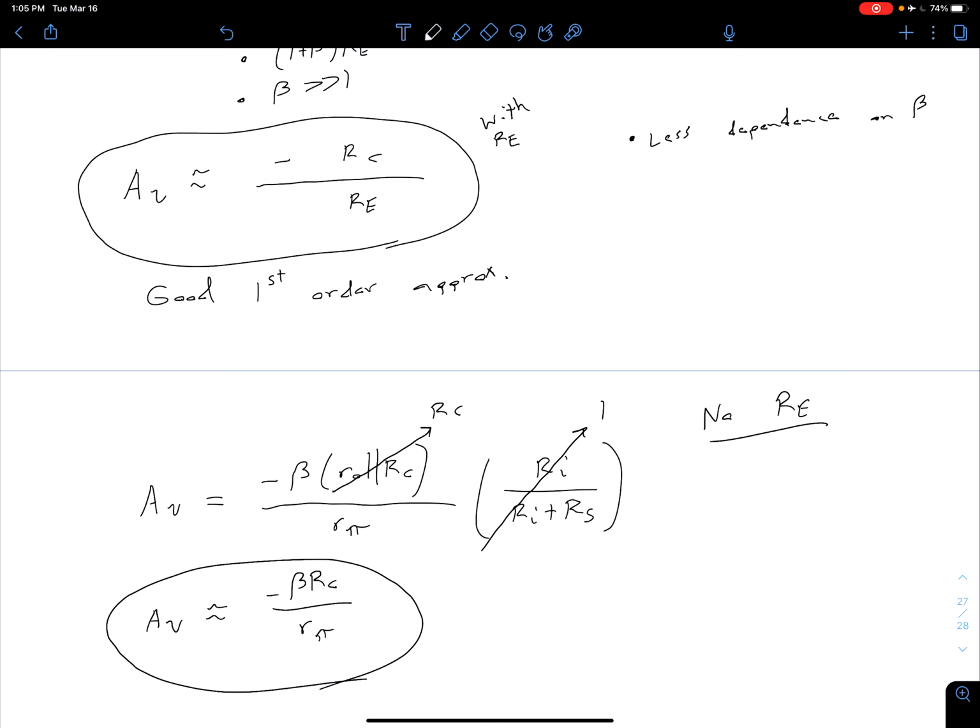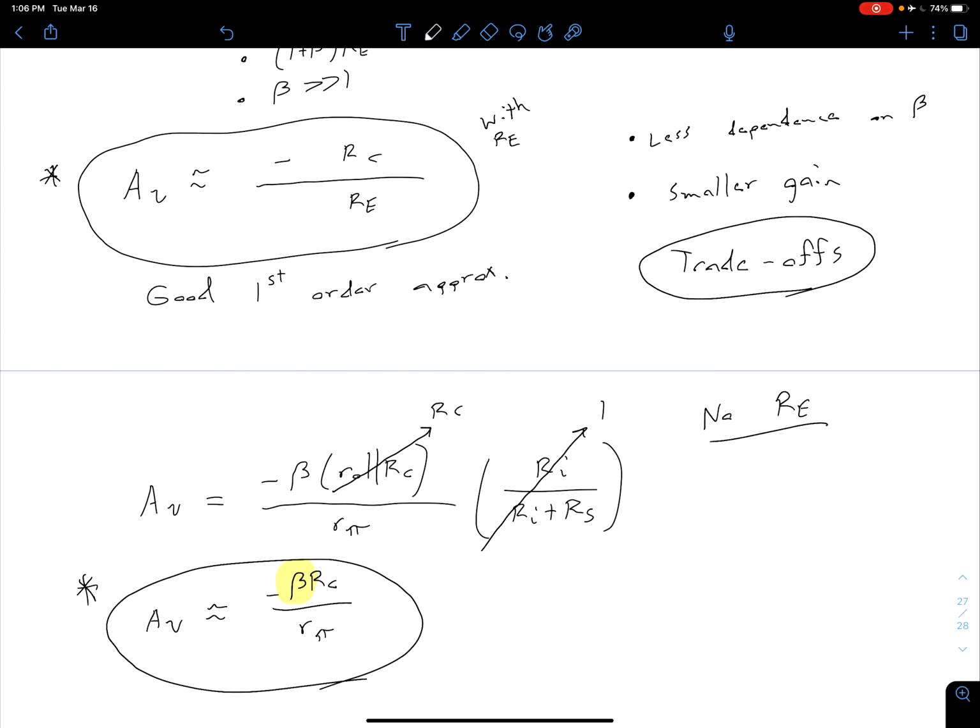However, if we consider typical values, RC on the order of K ohms, RE maybe a little less than a K ohm, our gain here is going to be relatively small compared to this expression down here, where we have this beta term in the numerator for our gain. Keep in mind our beta is normally on the order of 100 or so. So what this means is that by adding this emitter resistor, we now have a smaller gain, which oftentimes is not going to be ideal. What this really highlights is that we're going to have trade-offs, and we're going to have to decide what's more important for our given application.